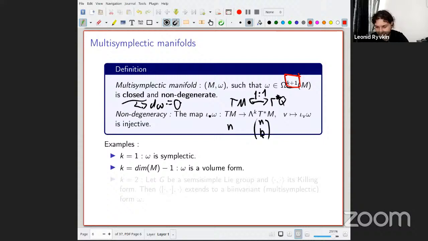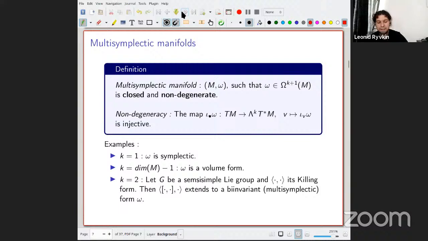And k equals the dimension of the manifold minus one is the last example. It's the case of a volume form. Those two are actually the only two cases where the stronger non-degeneracy, the bijectiveness of this operator, is possible. So in all cases in between, we only have injectivity. Just to name one of these cases, k equals two, the next case.